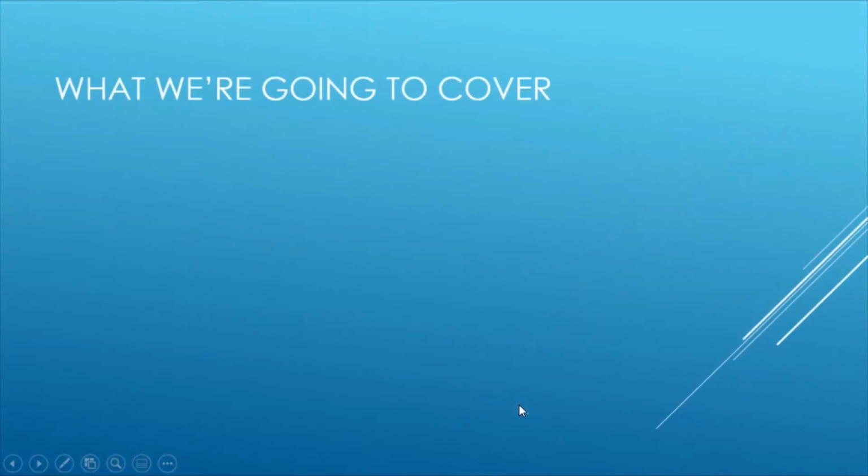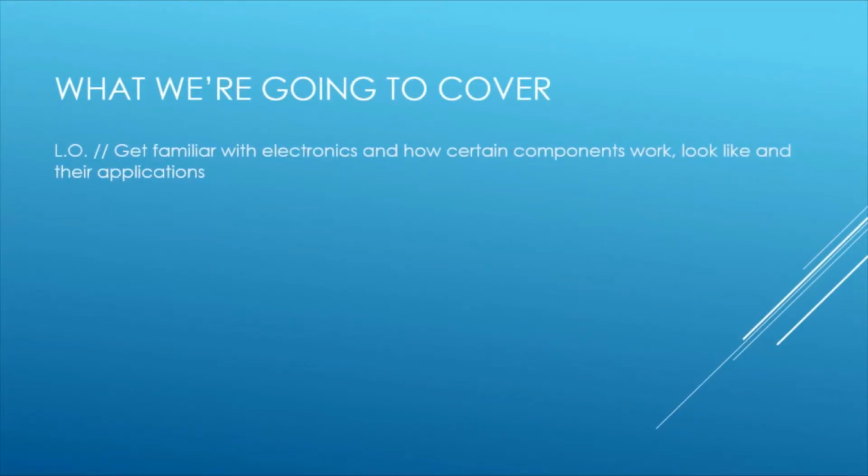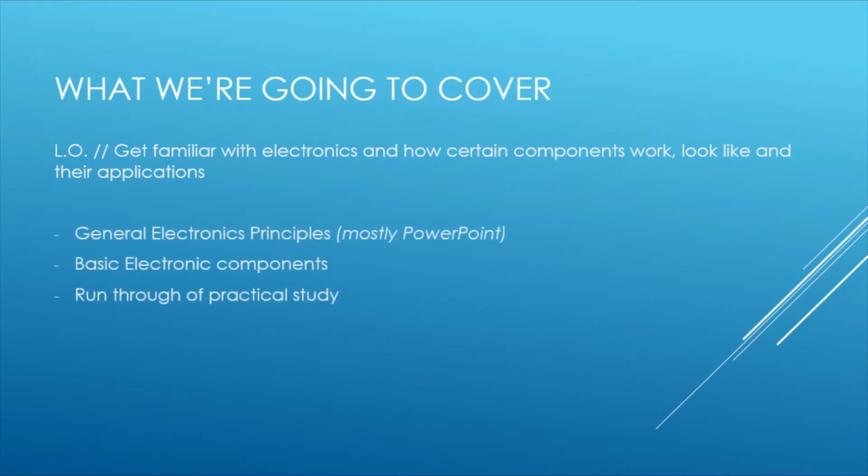So, what are we actually going to be covering in this session? The learning objective is to get you familiar with basic electronics and how a few components work, what they look like, and their general applications. So we'll be going through the general principles, and this will be a very PowerPoint-based start, a bit like a lecture, I'm afraid, to understand the concepts. Then we'll be going through some of the components, and we'll be doing a bit of practical study in between to show you what those do.